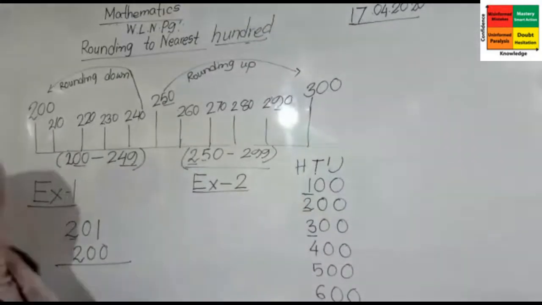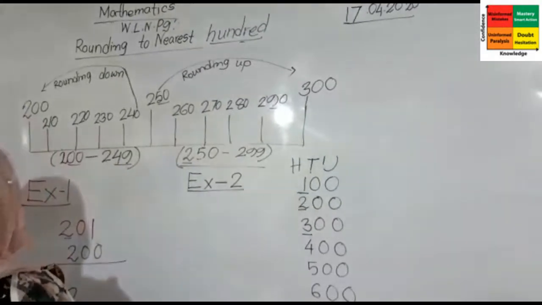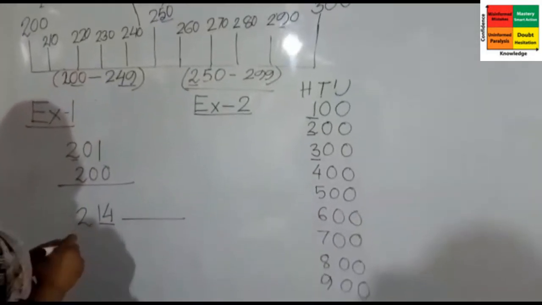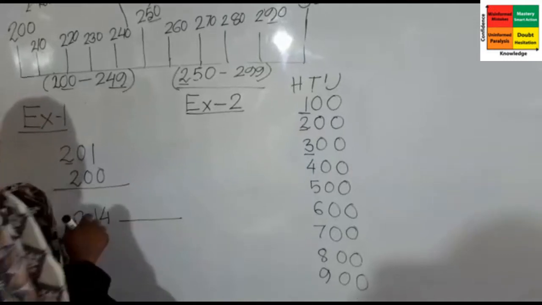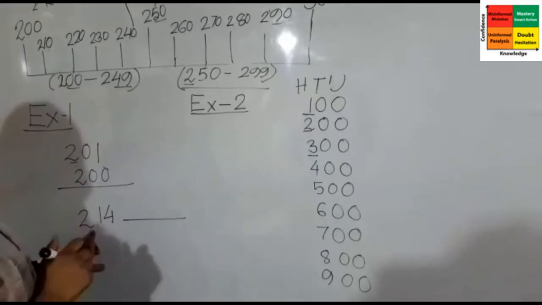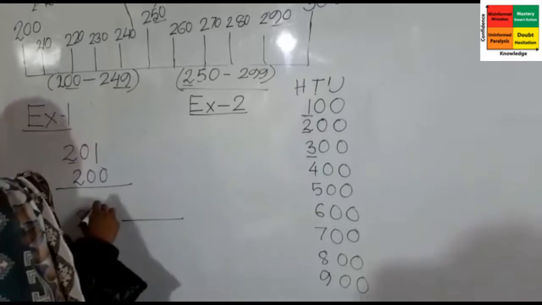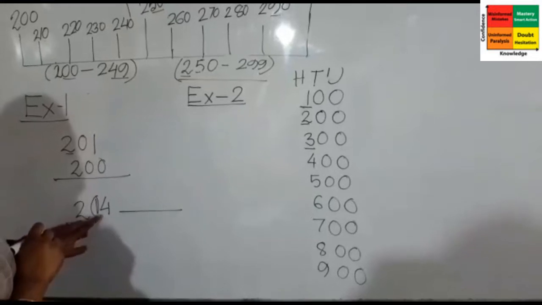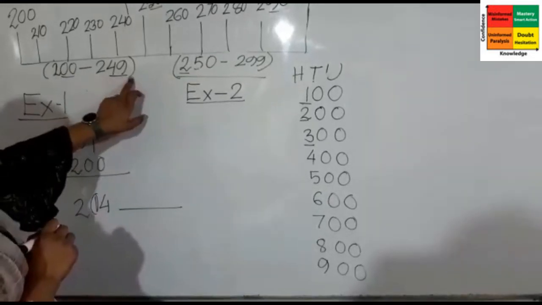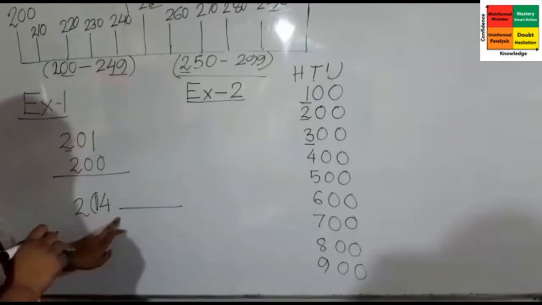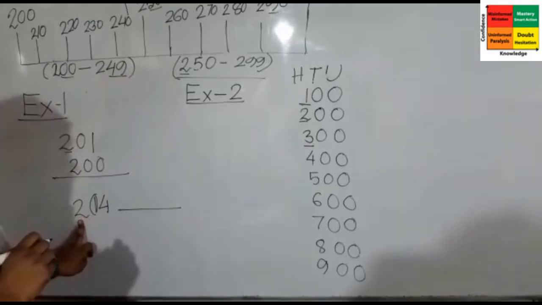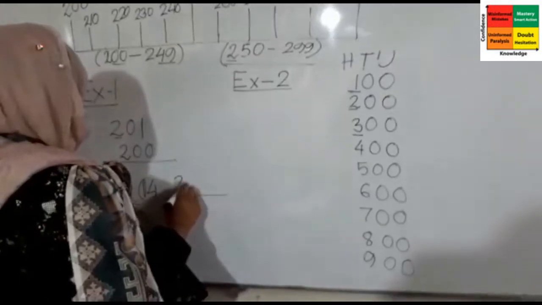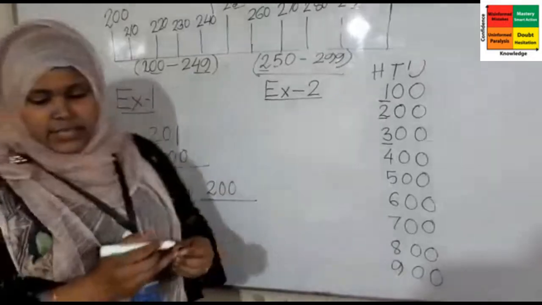I can give you another example from the book. This is 214. Look at here. Here is 14, the tens place. When we are doing the rounding to the nearest 100, we will count the tens place. This is 1, that means it's 10, which comes within 49. In that case, I am not going to change the hundreds place, so the hundreds place will remain the same.